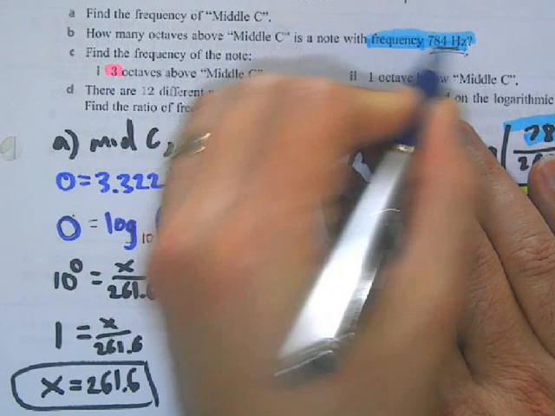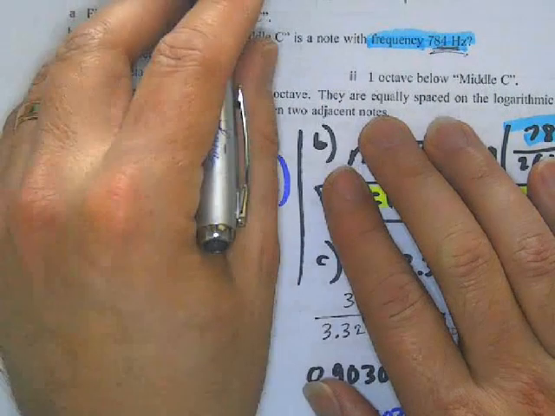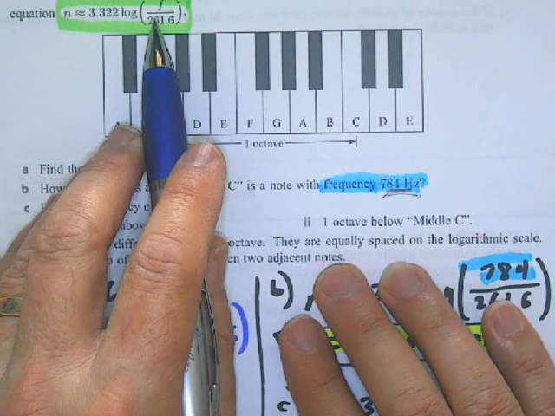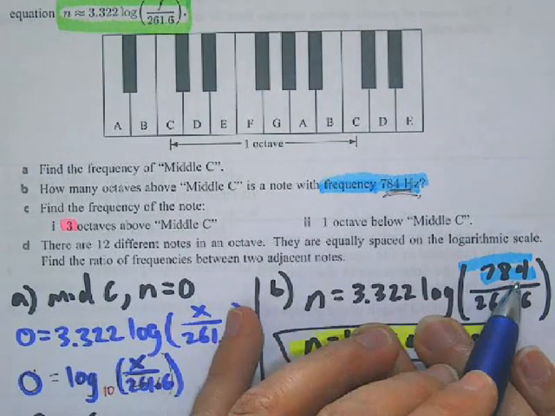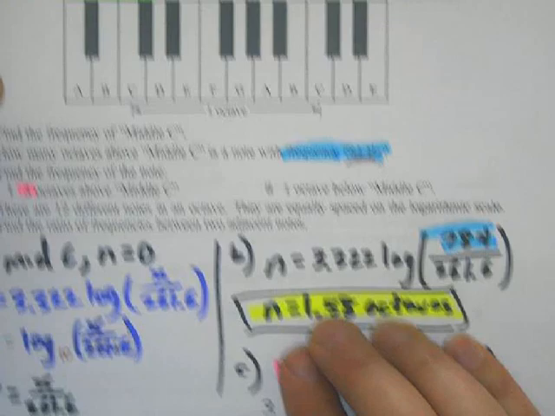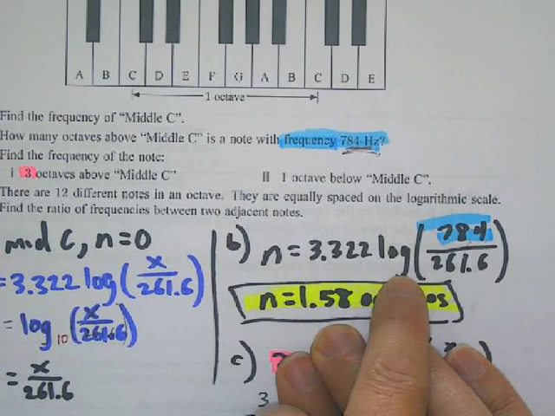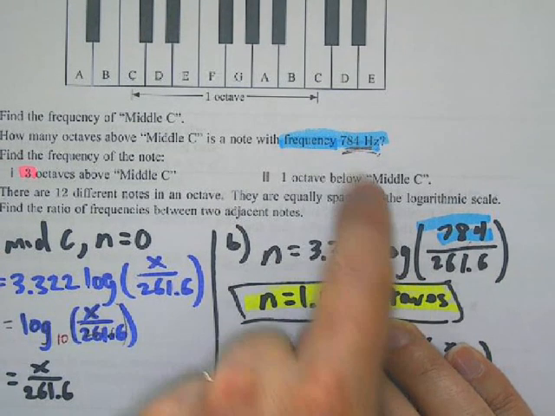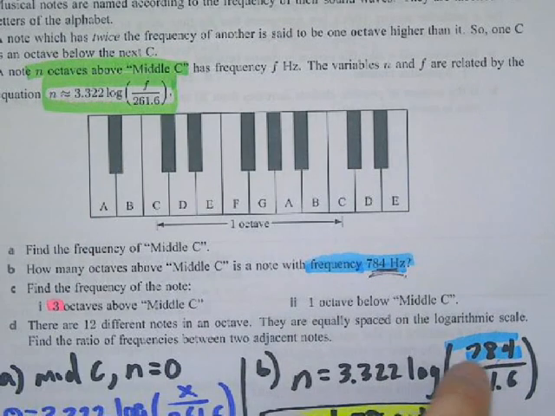Okay, question B. Find how many octaves above the middle C is note with the frequency this. So the frequency is the f value of my equation. So I'm going to replace f with 784. Okay, and this is just simply plugging it into the equation. We didn't have to rearrange anything. We just replaced the letter F on this equation with 7, 8, 4.